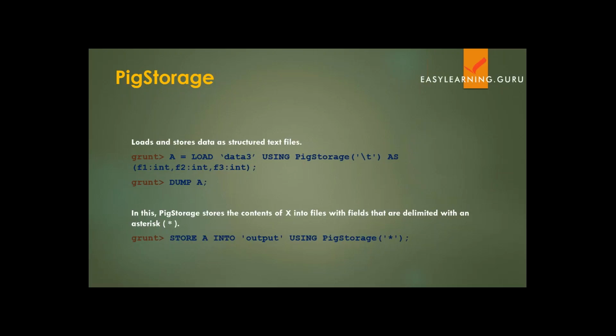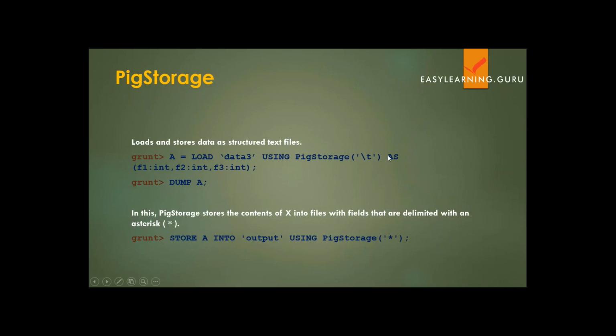So pig storage is the default function used by pig to load or store the data. Pig storage supports structured text files in human readable UTF-8 format, which is in compressed or uncompressed form. All pig data types can be read or written by using this particular function. The input data to the load can be a file or a directory. So let's have a look practically. That'll make you more clear.